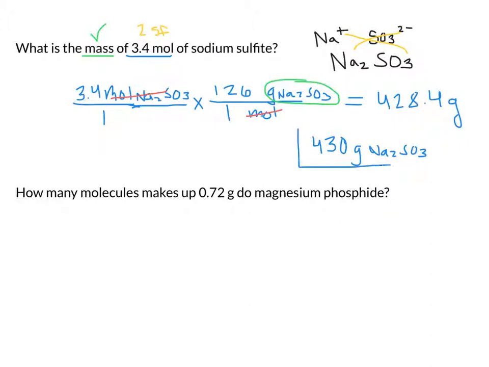The thing with these questions is a lot of my students have gotten confused in the past because they feel like they have to use Avogadro's number. Where's that 6.02 times 10 to the 23rd? Where is it? It should be here, but it's not. Because we're going straight from moles to grams, we don't need to use Avogadro's number.